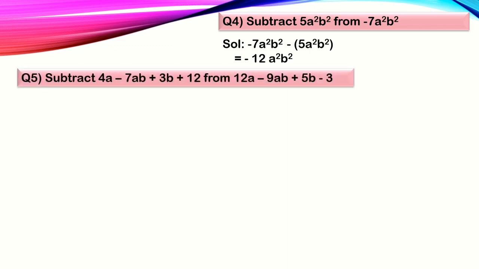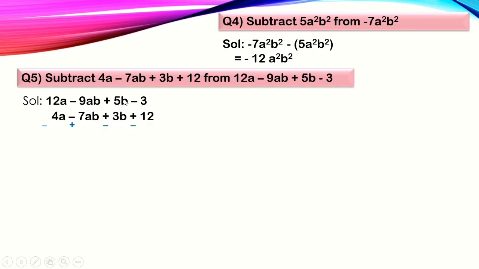Fine. Next question. Subtract 4a minus 7ab plus 3b plus 12 from this. So from this, it means this should come first. I have written that. Then I'm doing it with the column method. So when we are using the column method, first of all, we will just write this first expression, second expression second, and please note here it is already arranged. So I have not done any rearrangement of the like terms.